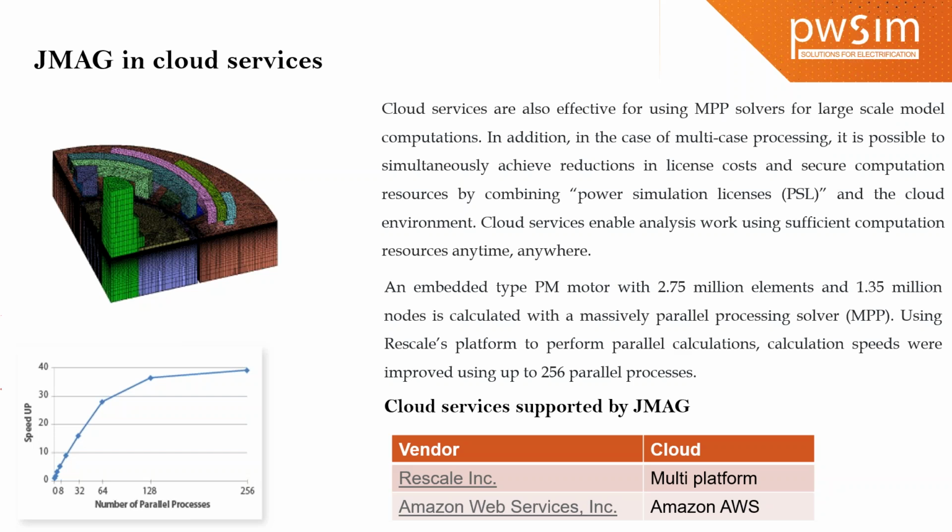Calculation speeds were improved using up to 256 parallel processes. That means we have solved 2.75 million elements and 1.35 million nodes with an MPP solver using the Rescale platform in the cloud system. In the cloud we have used up to 256 parallel processors, and the speedup increased to 40 times the normal CPU, that means like 8 core.